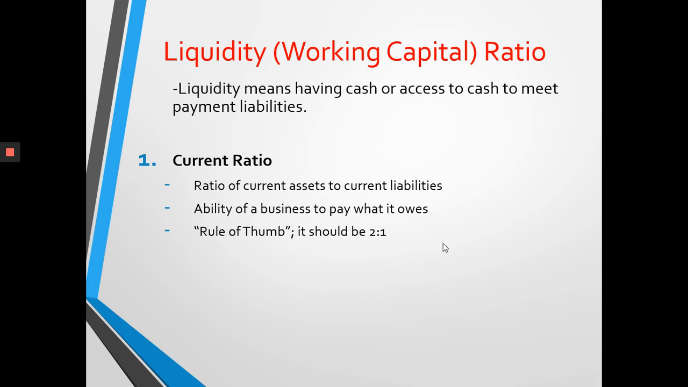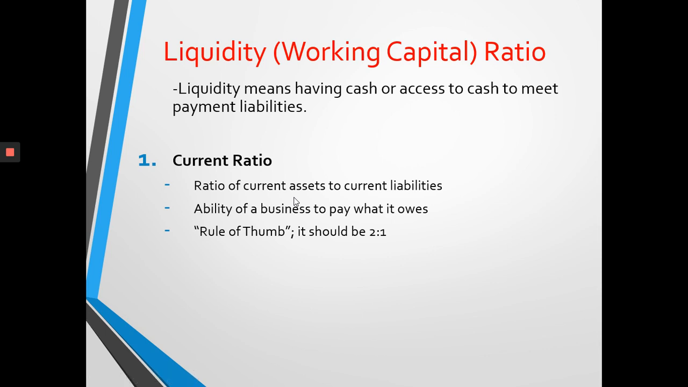Okay. Rule of thumb, it should be 2/1, which means your current asset must be twice the amount of current liabilities. All right, so that is the ideal ratio. So remember, current ratio means current asset divided by your current liabilities.